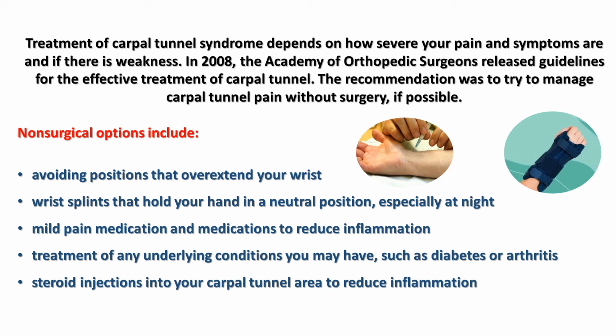If possible, non-surgical options include avoiding positions that overextend your wrist, splints that hold your hand in a neutral position, especially at night, mild pain medication, and medications to reduce inflammation, treatment of any underlying conditions you may have, such as diabetes or arthritis, and steroid injections into your carpal tunnel area to reduce inflammation.